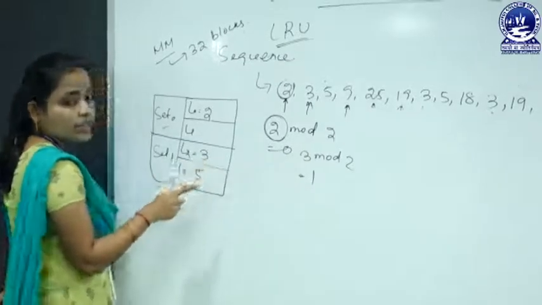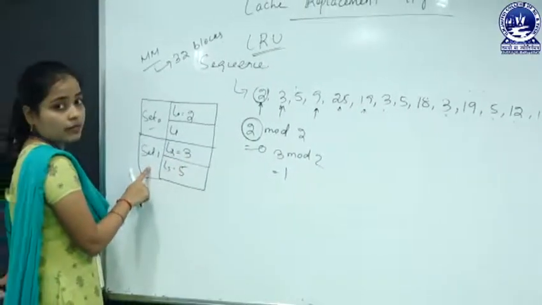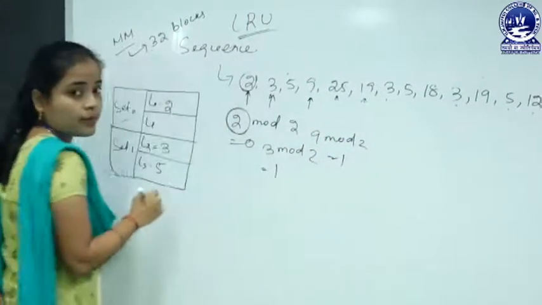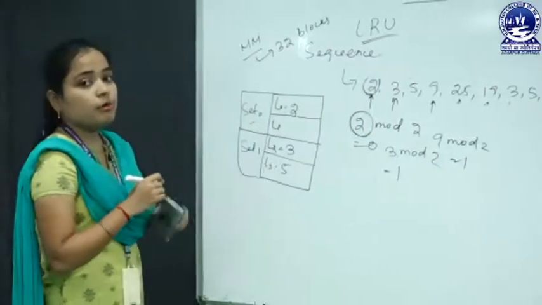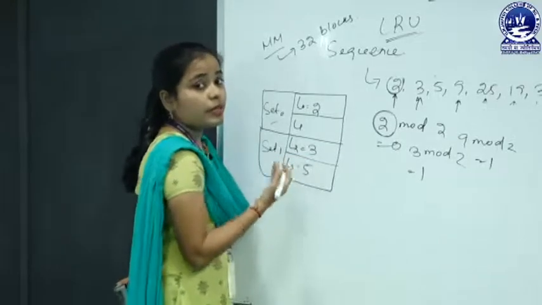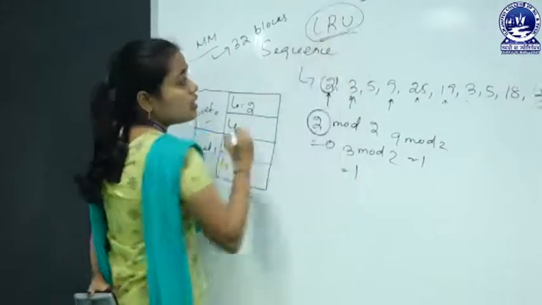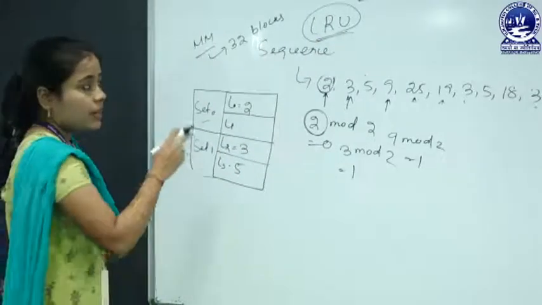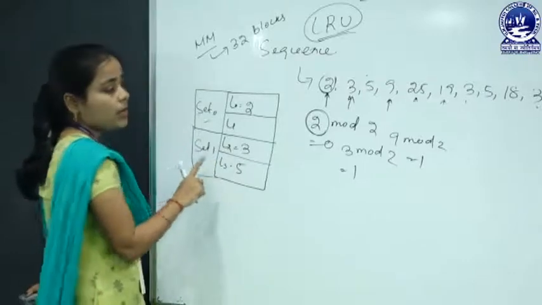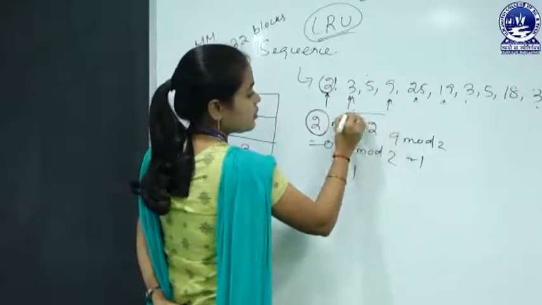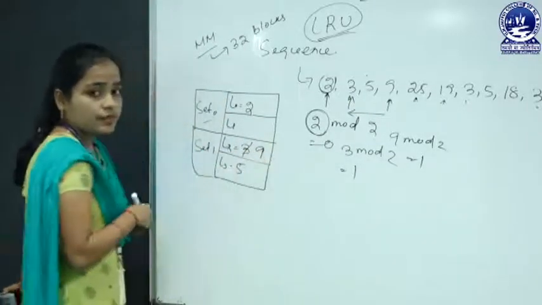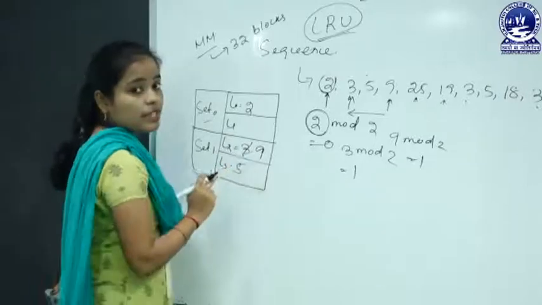Then block 9 comes. Block 9 will be mapped into set 1 because 9 mod 2, the remainder is 1. So in which line will it be mapped? How do we decide which block will be replaced? We have to use the least recently used algorithm. By using that algorithm, which block is the least recently used block? Here you can see block number 3. So this block will be replaced and block 9 will be placed here.